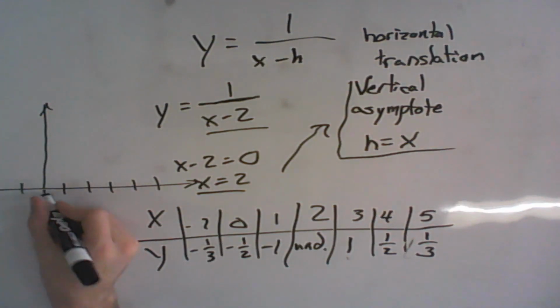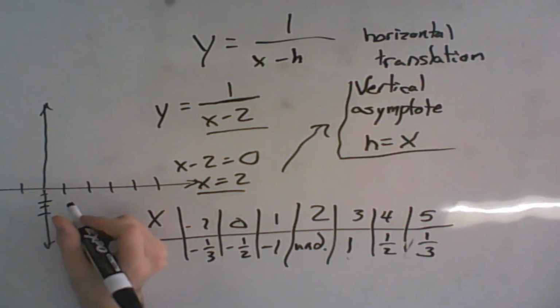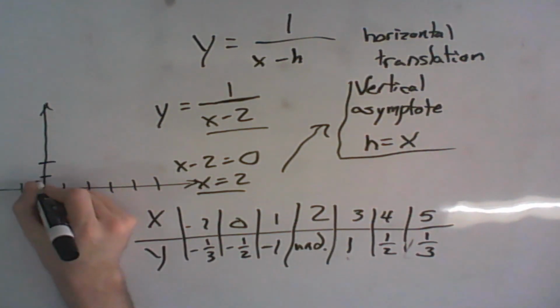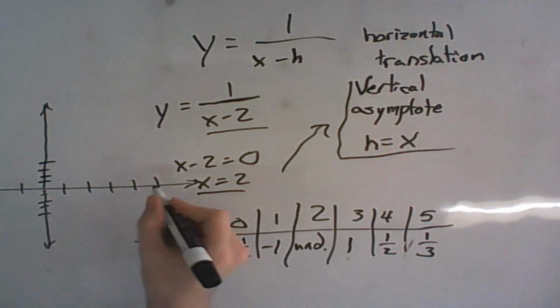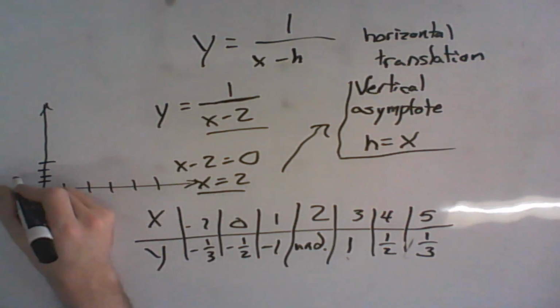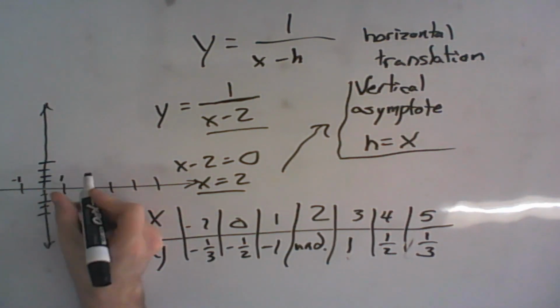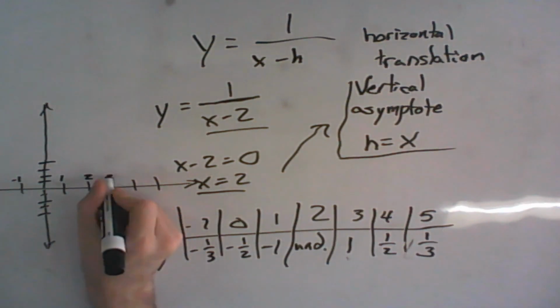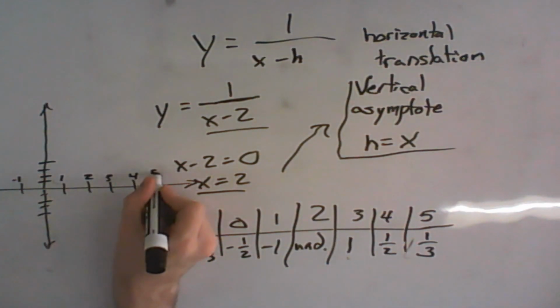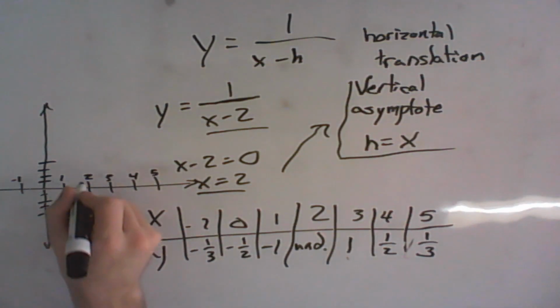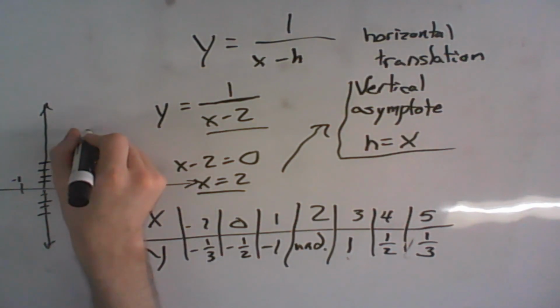One half. Okay, that's fine. And then this is also going to be 1, 1/2. So this is negative 1, 2, 1, 2, 3, 4, 5. So we're going to have a vertical asymptote here at 2, so it's going to be up and down.